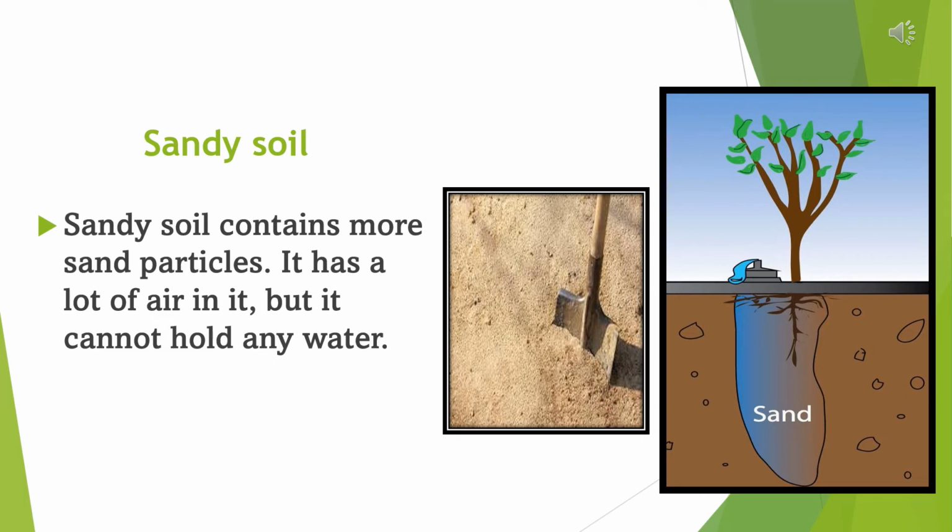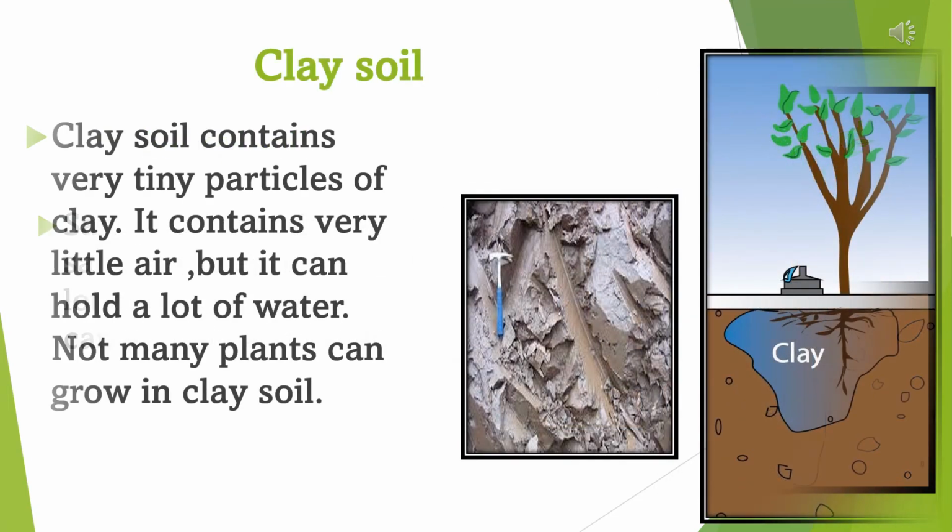Number one is sandy soil. Sandy soil contains more sand particles, it has a lot of air in it, but it cannot hold any water. So that's why many plants cannot grow in sandy soil. Very few plants can grow in that kind of soil because it is probably found in deserts, and you can say plants like cactus can grow in this kind of soil.